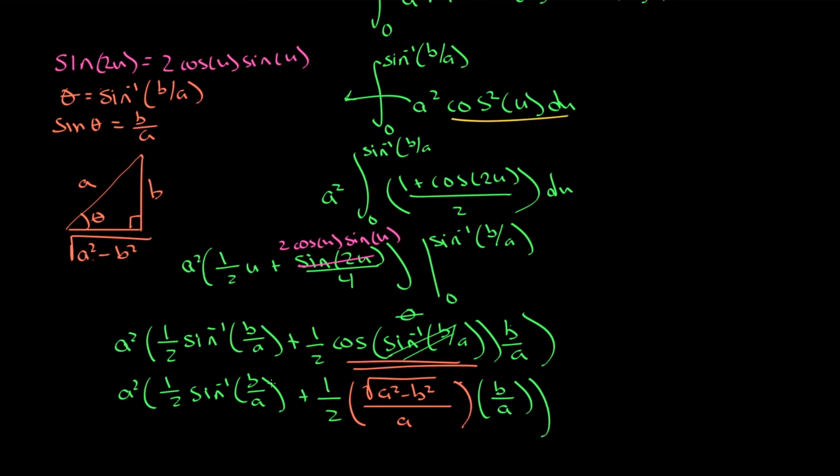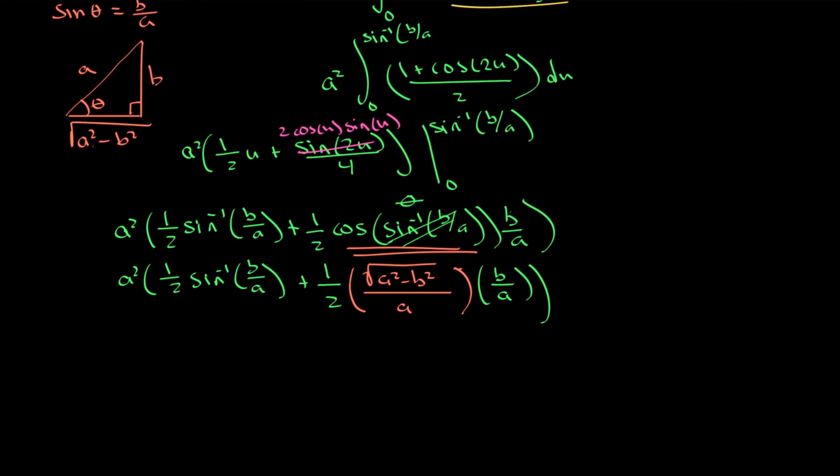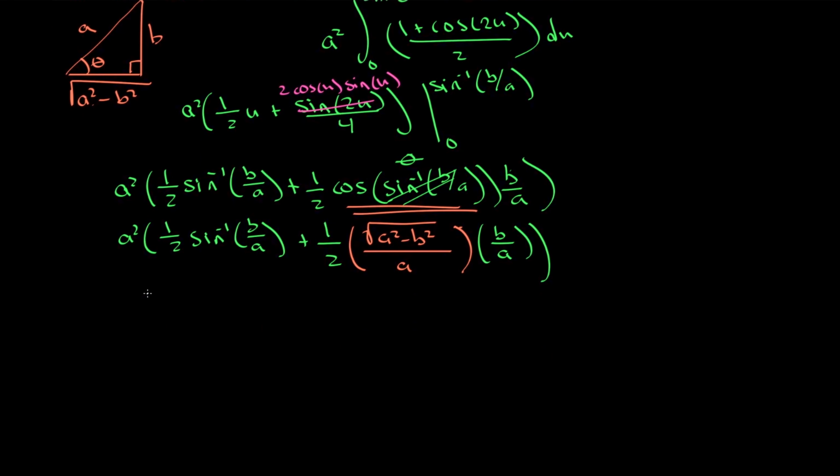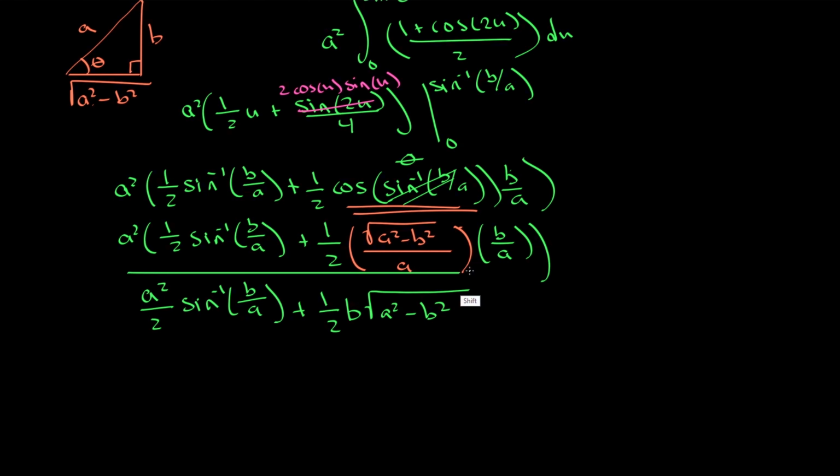Okay, and this is our answer, and now we can continue to simplify this just a little bit more. All I want to do now is distribute this a squared term, and that will be our answer, it looks like. So this is going to be a squared over 2 times the inverse sine of b over a, and then a squared to this term here. We have a squared in the denominator, so that will cancel. So we just have 1/2, and then times b times the square root of a squared minus b squared. And this is our answer right here. All that work for this guy.